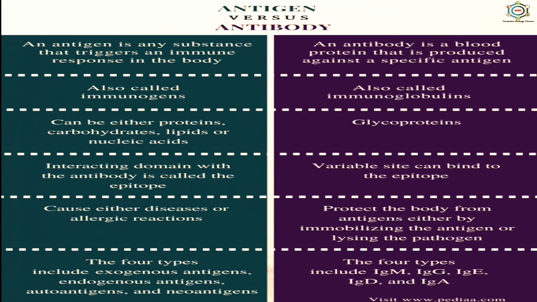Antigens cause either disease or allergic reactions, while the antibody protects the body from antigens either by immobilizing the antigens or lysing the pathogens. Antigens are of four types, including exogenous antigens, endogenous antigens, autoantigens and neoantigens, while the antibodies are also of four main types, that is IgM, IgG, IgE and IgA. IgD function is recently unknown.